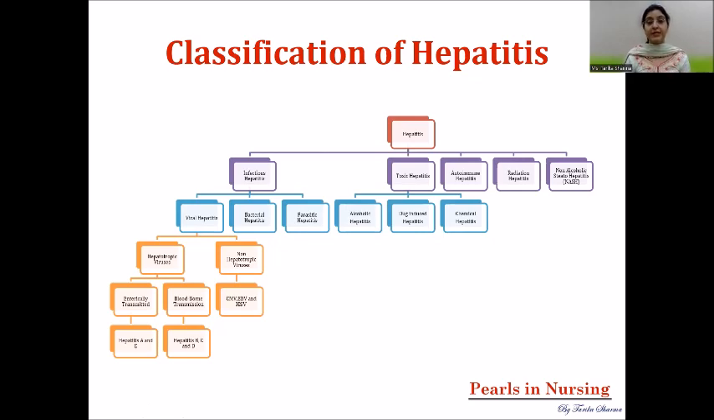अगर parasites की वजह से infection cause कर रहा है liver में, it is known as a parasitic hepatitis. And your Entamoeba histolytica is one of the parasites which can lead to this hepatitis, or your toxoplasma.